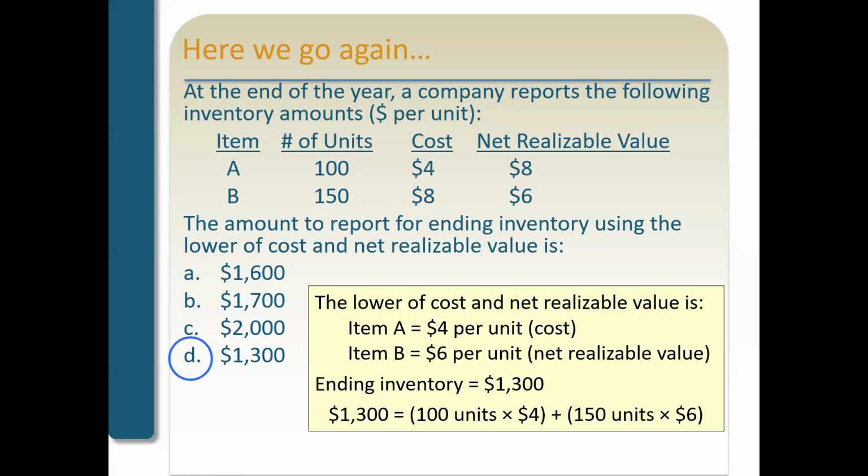Item B, 150 times 6, and then item A, what'd you say? 100 times 4. Why are you doing it that way? Remember, it's the lower of cost or net realizable value. It's asking us, what's our inventory? Well, it's going to be 100 times 4 and 150 times 6. Those are the lowest ones.